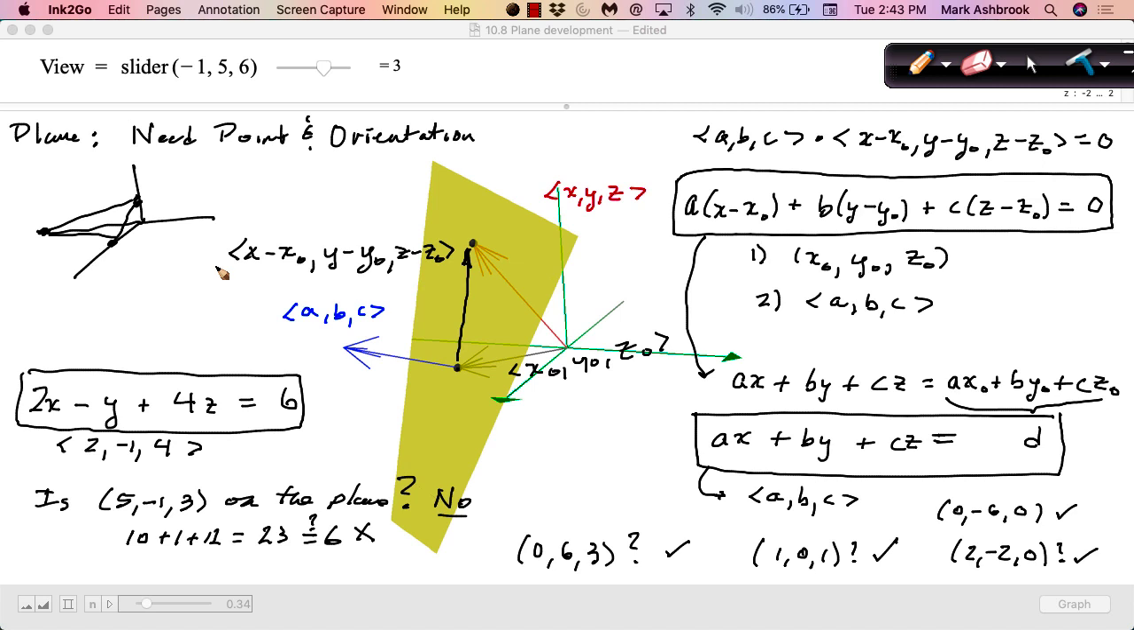What does that D, like 6, represent again? We didn't talk about that. It's whatever ax naught plus by naught plus cz naught. So one thing you can think about is, if I was to change that number, how would the plane change and how would it not change? If I made that a 12 or a -2, how would the plane change?